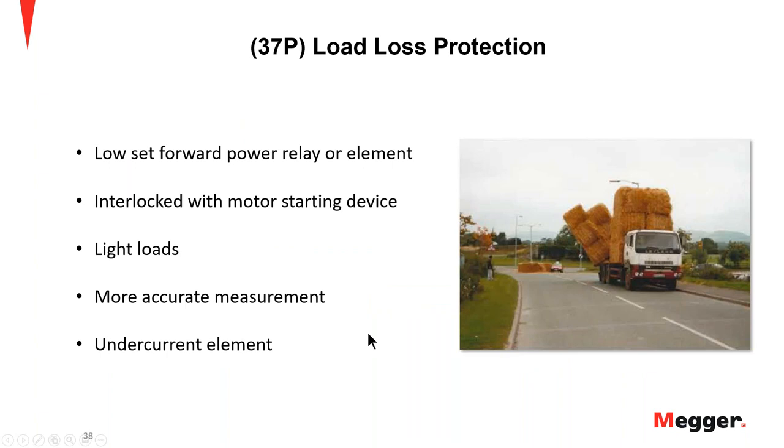Load loss protection. We can set the low-set forward power relay, or the element, which is technically what is monitoring the load, and this will be possible to use. This will help protect against the pump becoming unprimed or stop a motor on an assembly line because a conveyor belt broke. This type of protection will also need to be interlocked with the motor starting device to prevent operation when the motor is tripped, because this can prevent a motor start as well.